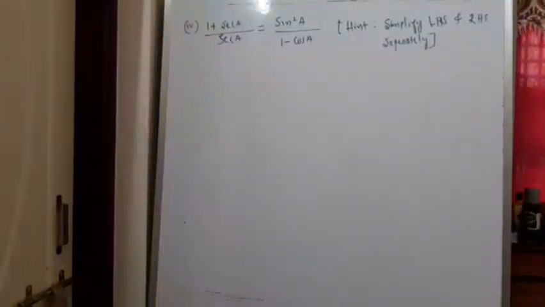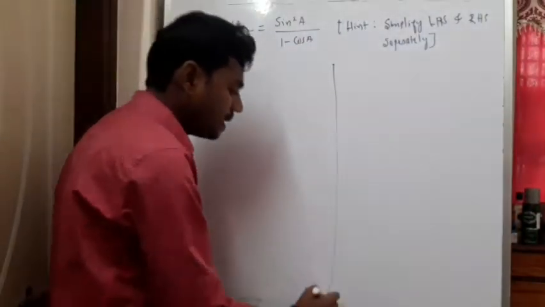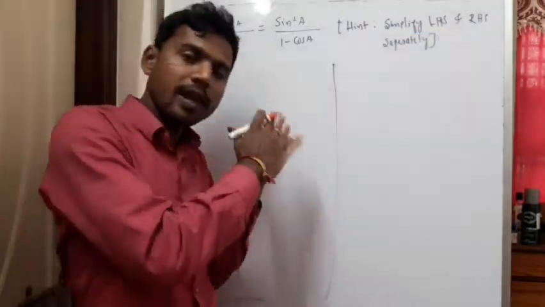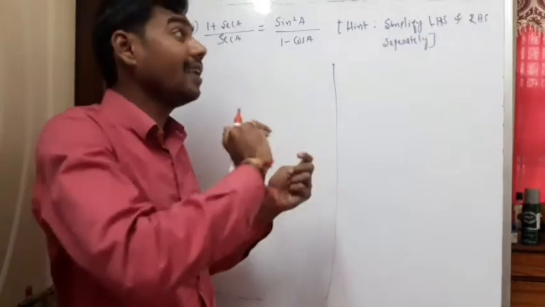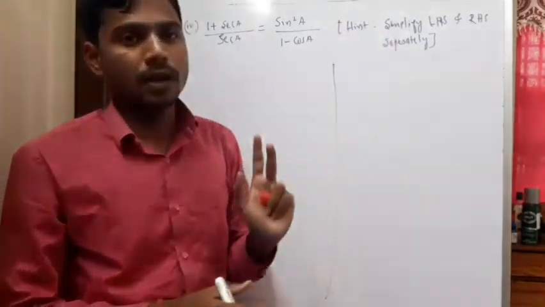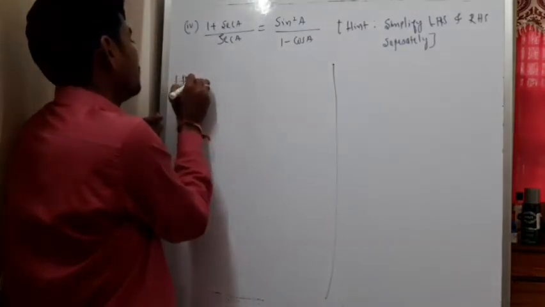Next, fourth question. 1 plus secant A divided by secant A is equal to sin square A divided by 1 minus cos A. Hint is given to us. Simplify LHS and RHS separately. We need to simplify LHS and RHS separately. Then we need to compare LHS and RHS. If they are equal, then our job is done. Next. So consider LHS first.